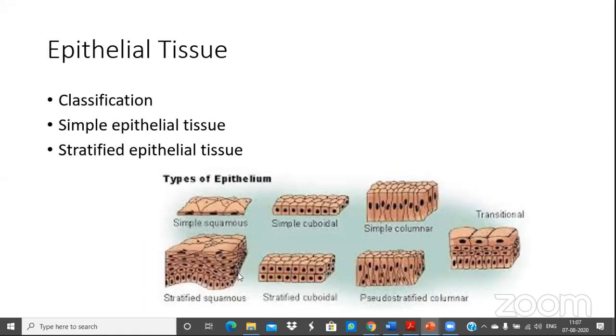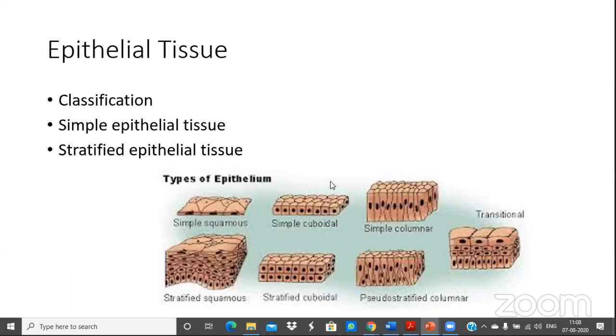Whereas in the next picture here, stratified means more than one layer. This is one layer, this is a second layer, there's a third layer, fourth layer, like that. If it is more than one layer, those epithelial tissues are classified as stratified epithelium. You know what stratified is? One, another, right? It's a stratified epithelium. Simple epithelial tissue is in a single layered form on a single basement membrane. Look at this here, right?